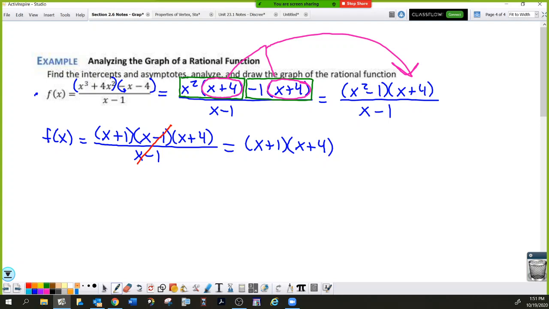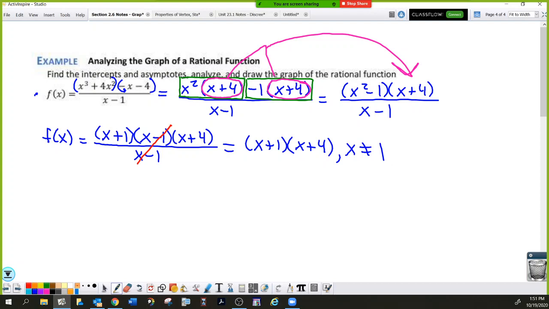At the very beginning of the question, x is not allowed to equal 1. That means no matter what you simplify, x is not allowed to equal 1. It doesn't matter that it ended up being x plus 1 times x plus 4. X is not allowed to be 1.